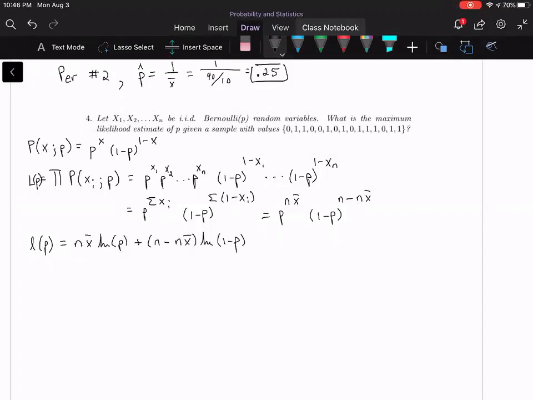And so hopefully everyone was able to get this. If not, you've got some time in order to freshen up and become stronger with your log laws. But at this point, I want you to take the derivative, set equal to 0, and try to solve for p. And I'll pause and give a little longer for that process.